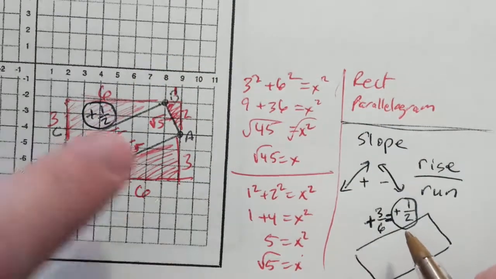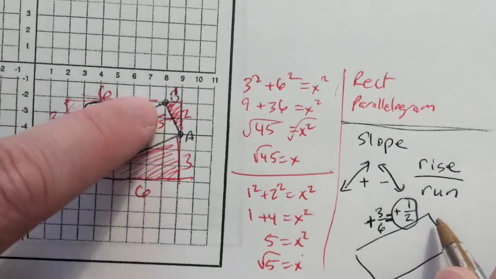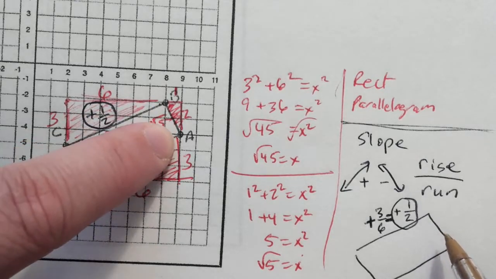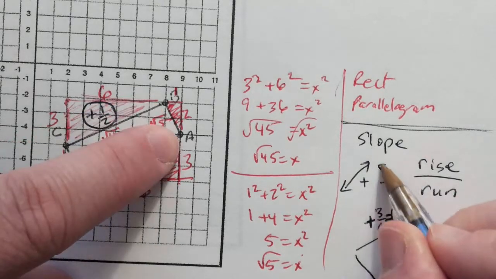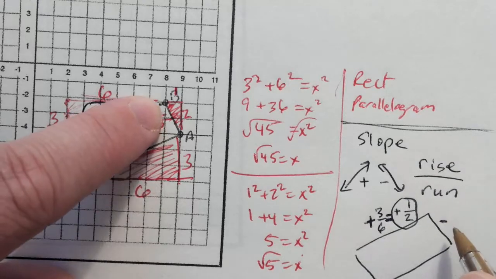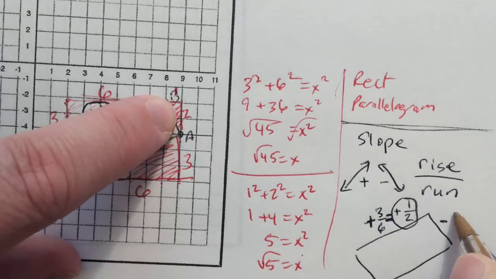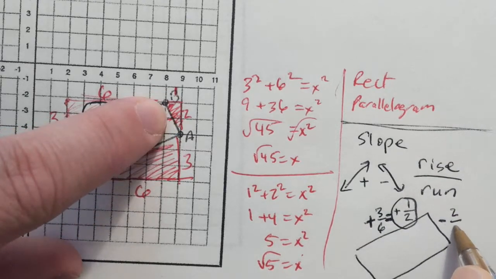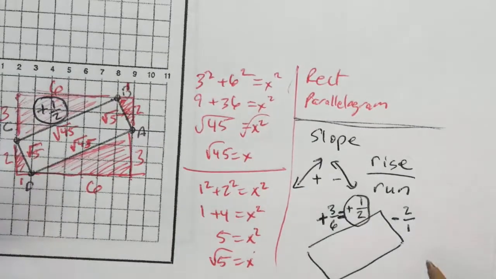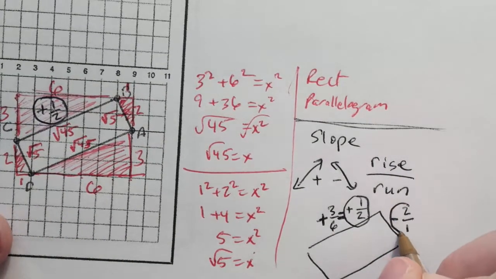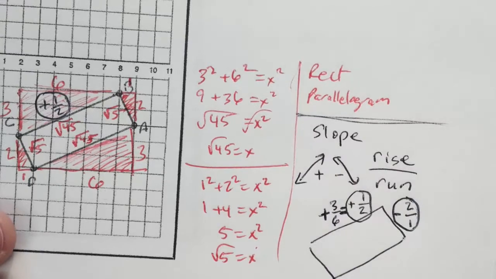Okay, now on this one, right here. So is this a positive slope or a negative slope? That right there is a negative slope. It falls from left to right, so it's negative. And I rose 2 and I ran 1. And that's as simple as you can get it, other than making it into a -2. But while we're working with it, we want to keep it as a fraction.